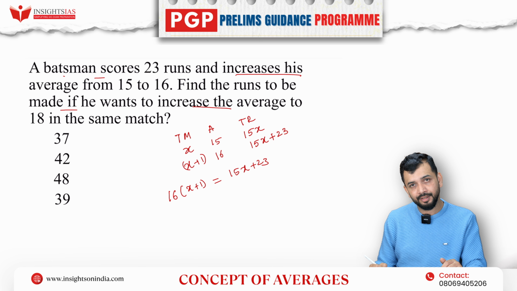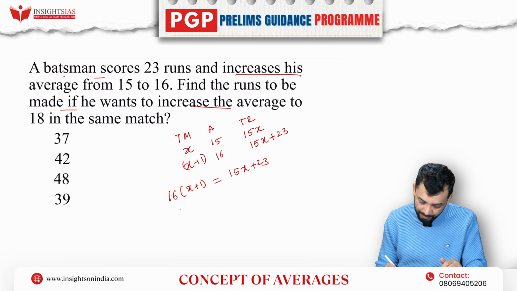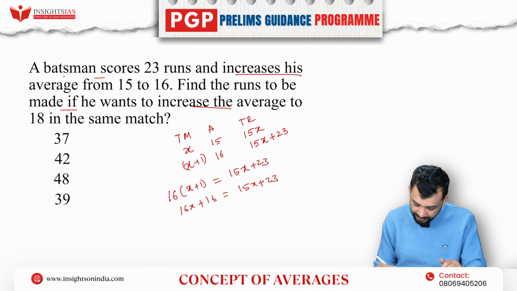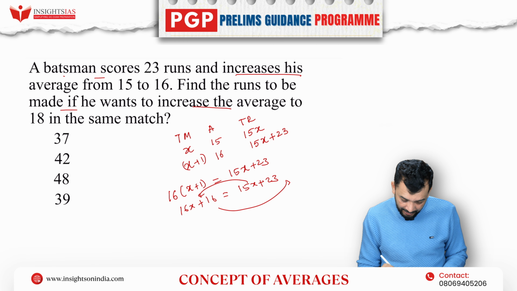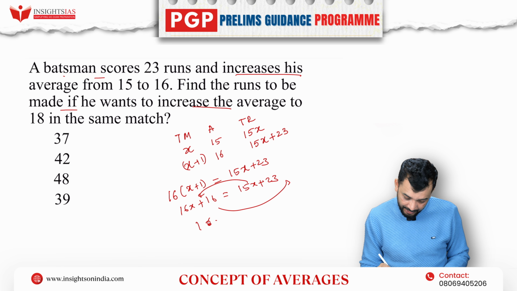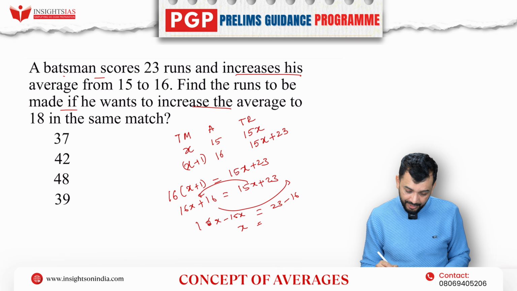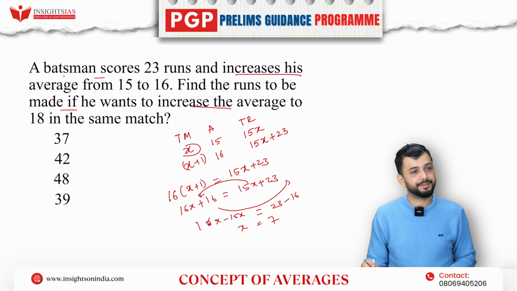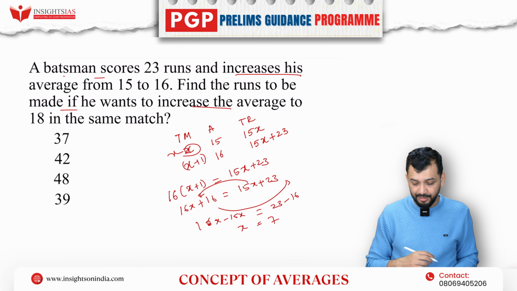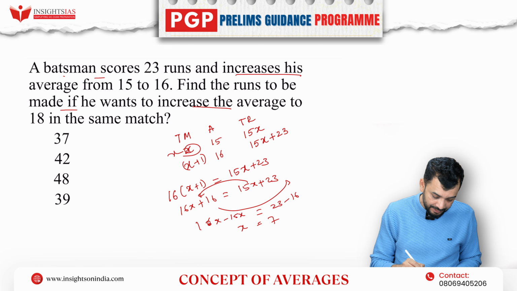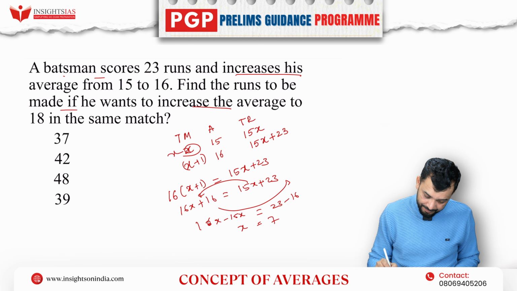You can write it like this, right? So that means 16X plus 16 is equal to 15X plus 23. If I send this side and this side, that means 16X minus 15X is equal to 23 minus 16, or X is equal to 7. So what is X? Total number of matches, right? Now what is the question they are asking? He wants to increase it to 18, right? So now you know that the total number of matches is 7.